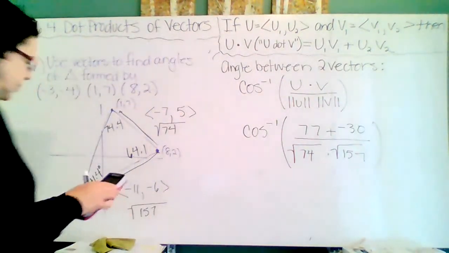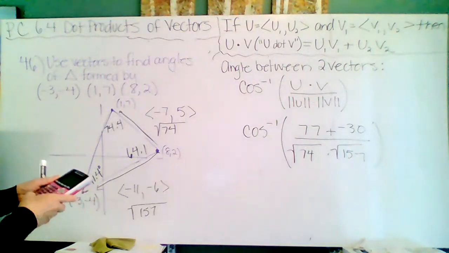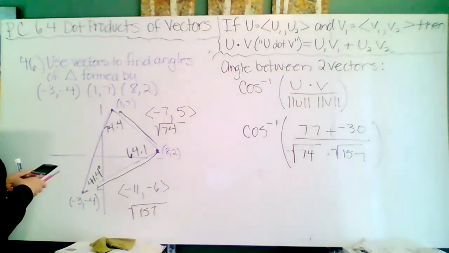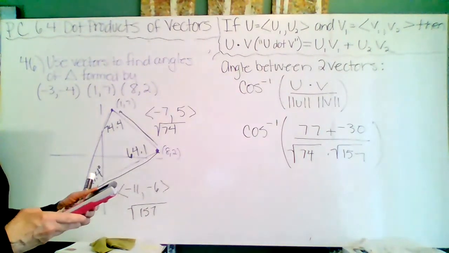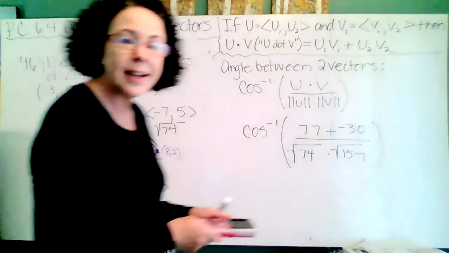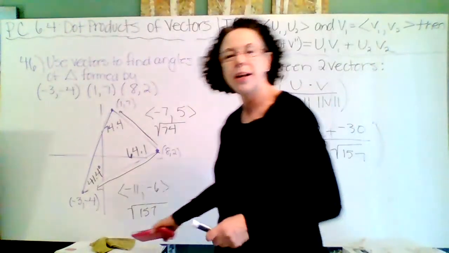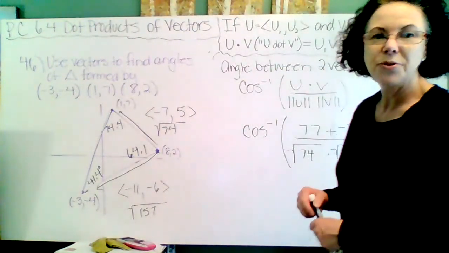How did we do? Let's add these angles up. We have 74.4 plus 64.1 plus 41.4, 179.9, super close to 180, just a little off due to rounding.